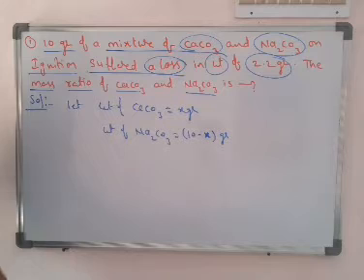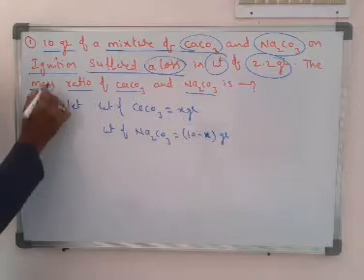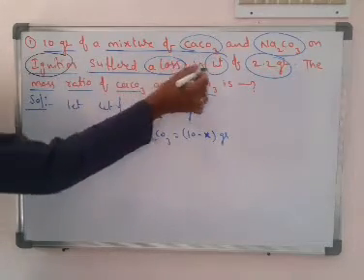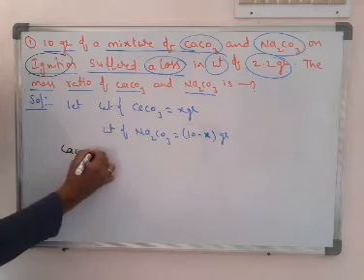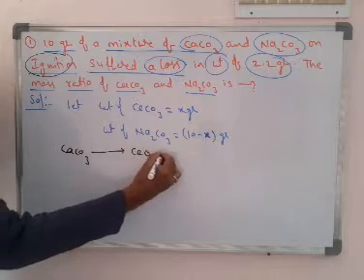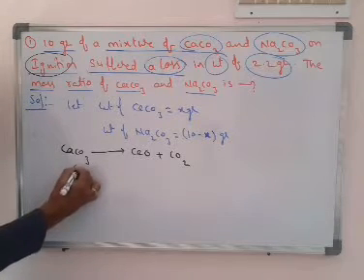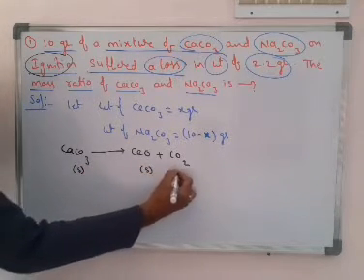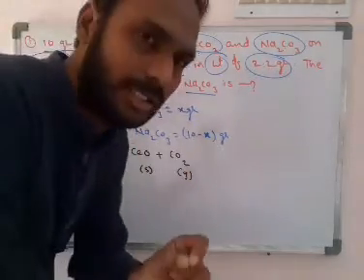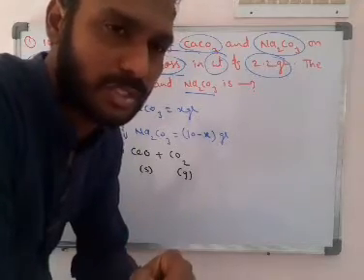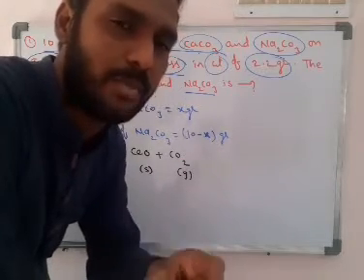Next, it is also given that on heating, on ignition, the loss of weight is 2.2 grams. We know the reaction: calcium carbonate on ignition forms calcium oxide, which is solid, and carbon dioxide, which is a gas. On ignition only calcium carbonate undergoes the reaction; sodium carbonate does not undergo any decomposition reaction. That's the key point in this problem.